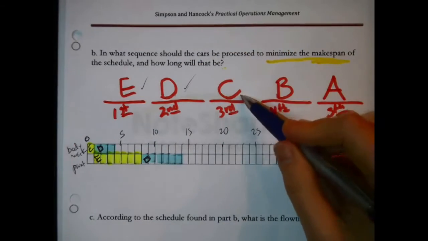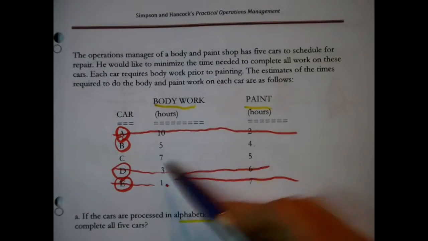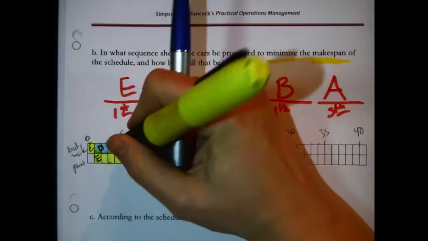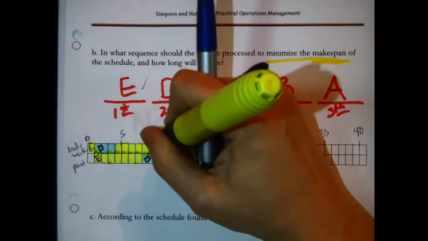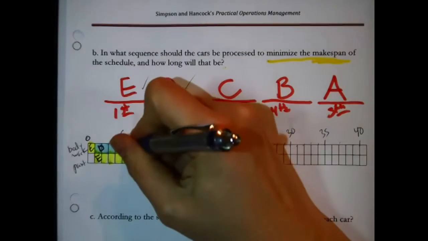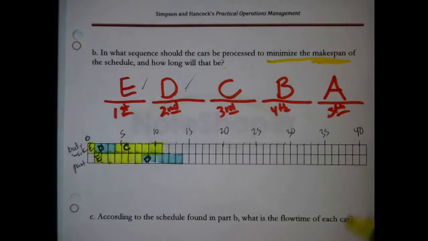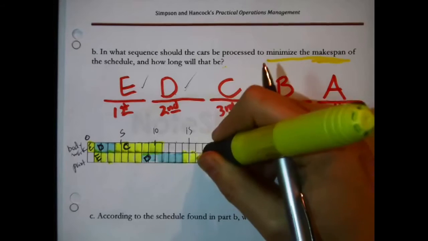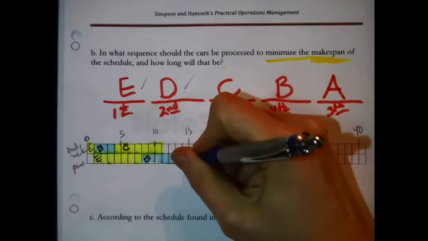Car C is 7 hours' worth of body work and 5 hours' worth of painting. So 7 hours of body work, this is C, and then 5 hours' worth of painting starting just as soon as it can. That is the paint work on car C.